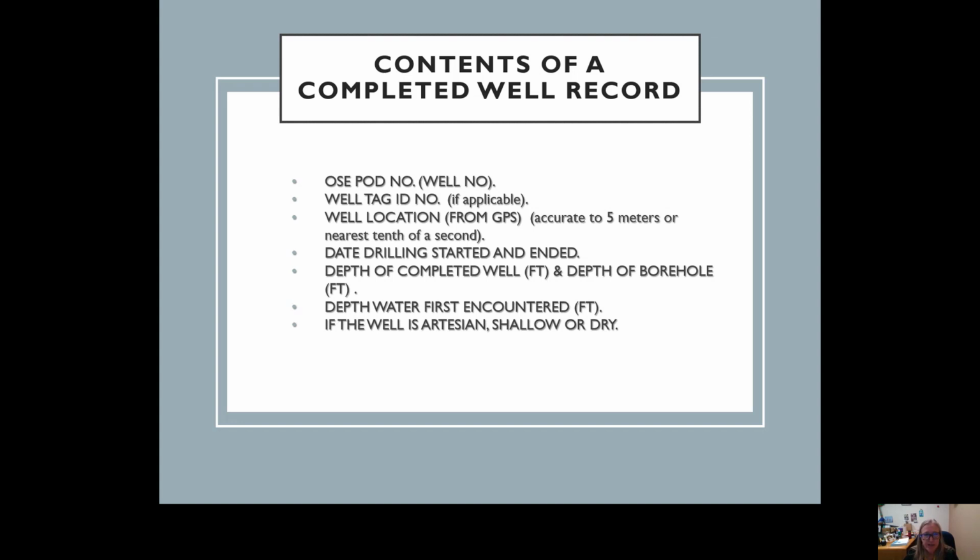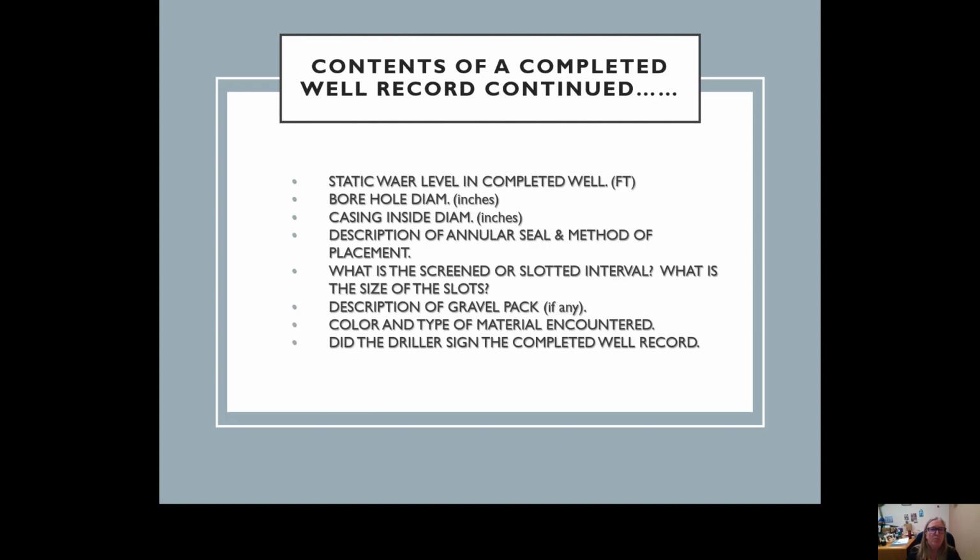It must be accurate to 5 meters or to the nearest tenth of a second in latitude and longitude. We need the date the drilling started and ended, the depth of the completed well in feet, and the depth of the borehole. If you backfill the borehole, that would be where those would differ. So the depth to water first encounter is one of the pieces of information, and whether the well is artesian, shallow, or dry. You also must put the static water level in completed well.